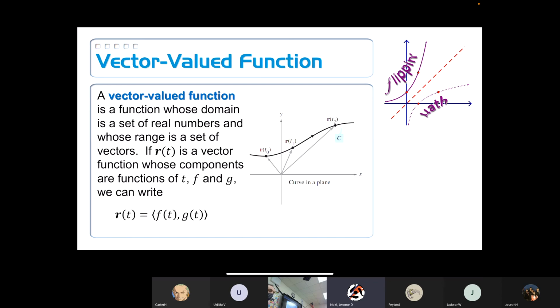Those pointy brackets, their special name is a chevron. Chevron. Yeah, the sharp parentheses. Don't cut yourself on them.